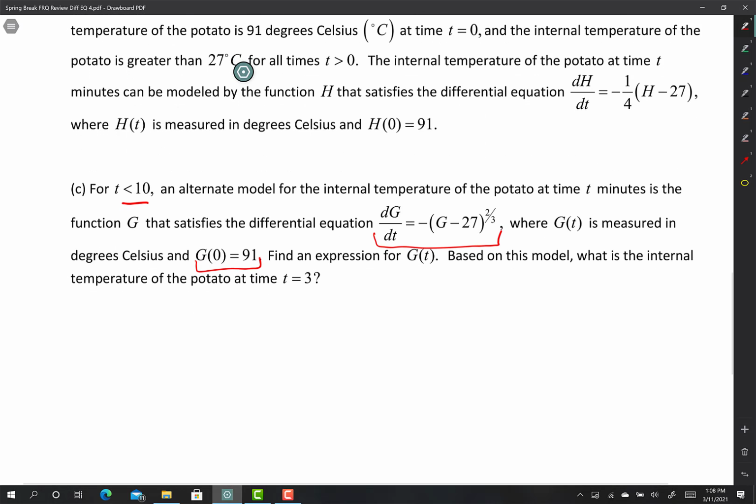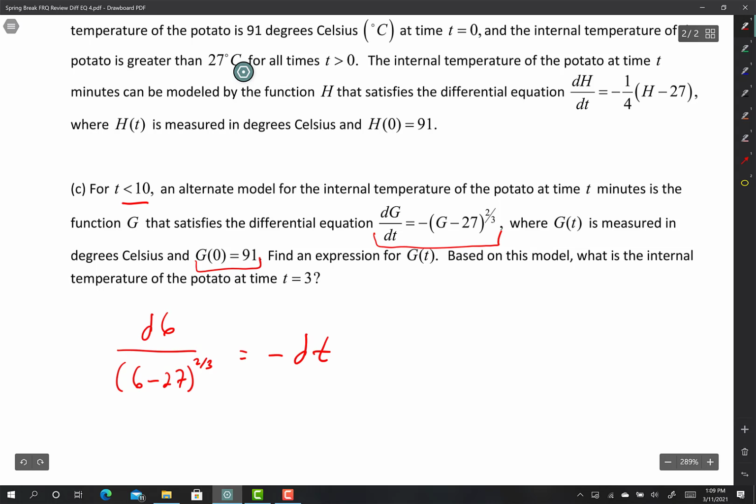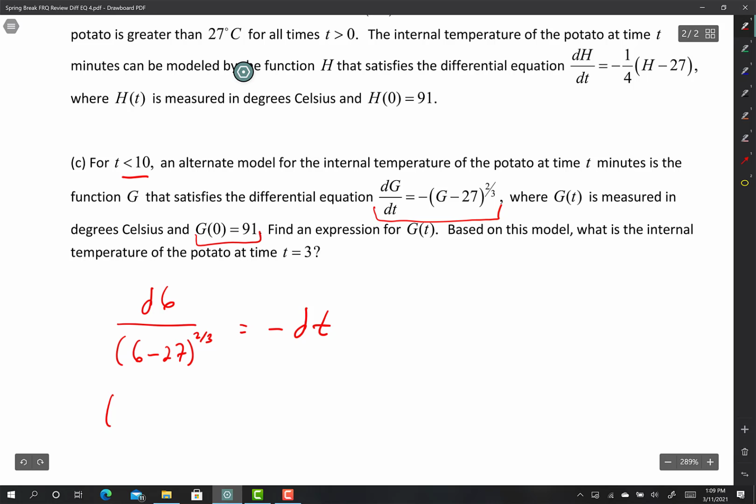That is. Okay. So we're going to separate our variables here, guys. I'm going to leave the negative there with this, but I'm going to move the g minus 27 to the 2/3 to the other side. So here we go. dg over (g minus 27) to the 2/3 equals a negative dt. So all I did was separate the variables. I multiplied by dt and moved it to the right. I'm going to go ahead and move this up here. So g, that's a g, not a 6. (g minus 27) to the negative 2/3 dg equals negative dt.